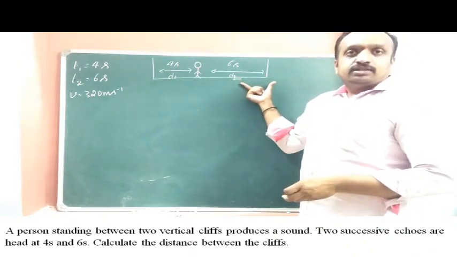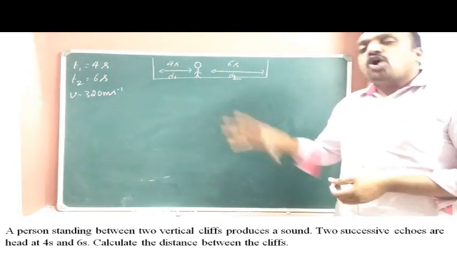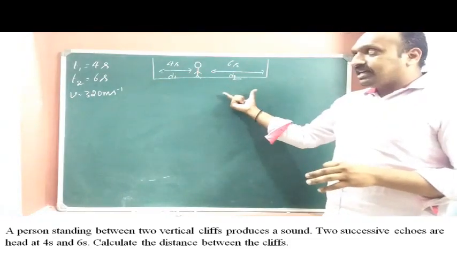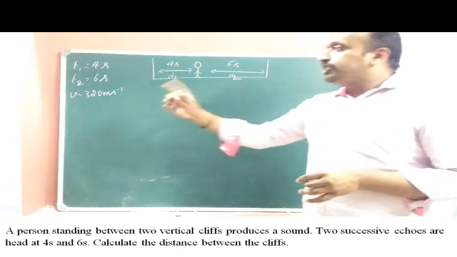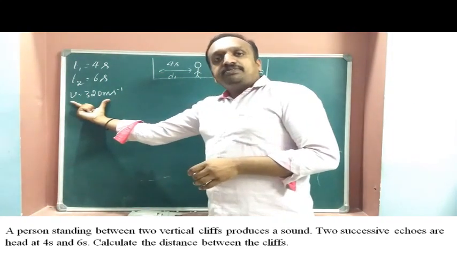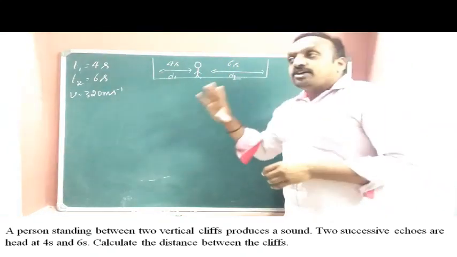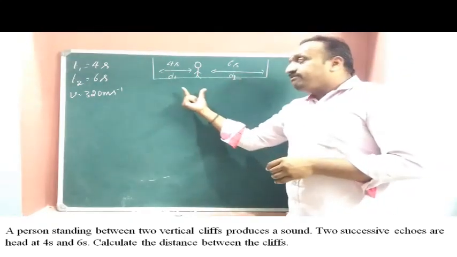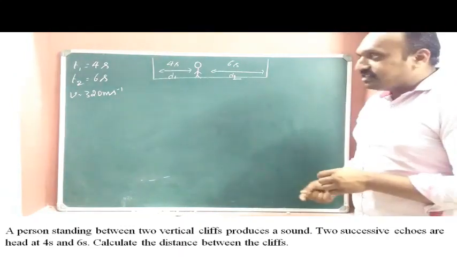See here students, in this question, a man is standing between two vertical cliffs, shouts, and hears the echo successively after 4 seconds and 6 seconds. What is the distance between the cliffs? Here also we take the velocity of sound in air as 320 meters per second. In this condition we find the distances separately, and finally we add them to find the final distance.